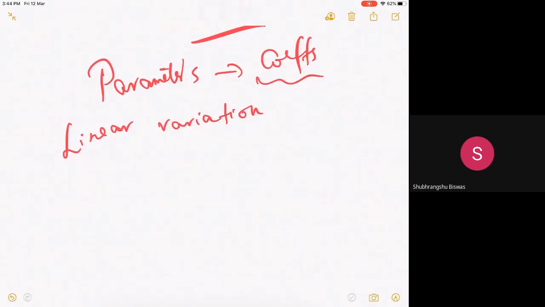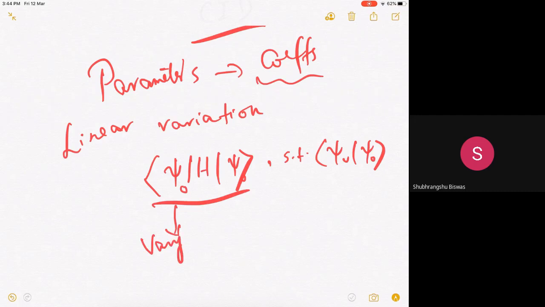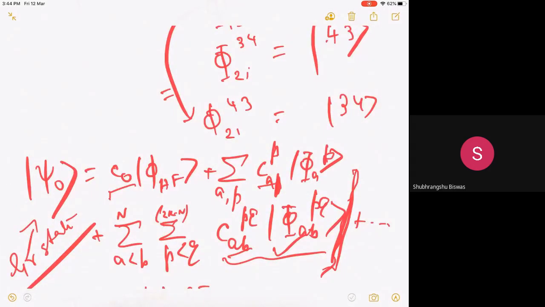Now the standard variation method is the following, if you remember: I take psi H psi, where psi 0 is the trial function, subject to the fact that it is normalized to unity. So subject to psi 0 psi 0 equal to 1, and then vary this with respect to the coefficients, and then you will get the linear variation problem. You will get the coefficients. I can do this for any linear variation. It is not necessary that I have to take n electrons. It can be one electron also.